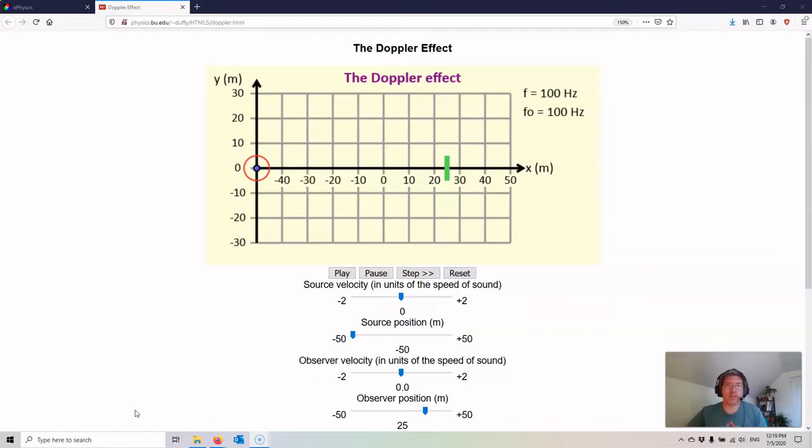So to start with, I just want to show you what that looks like. I used this simulation here that was made by Andrew Duffy at Boston University. What I have here is I imagine I have this source. The blue dot is the source. You can imagine it being the police car. And then the red lines show the wave crests. So as I press play, this is emitting sound waves.